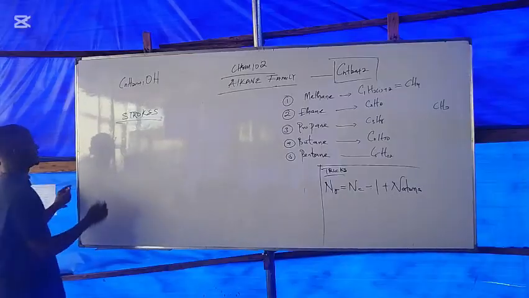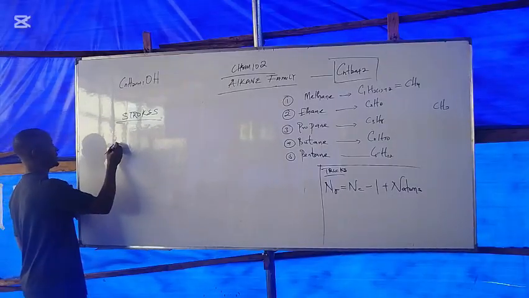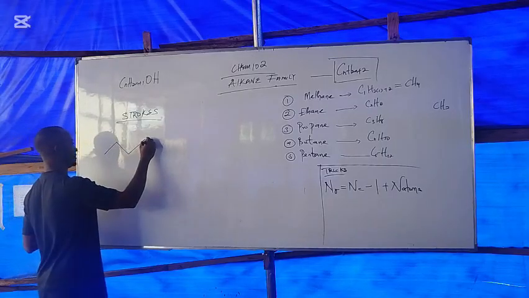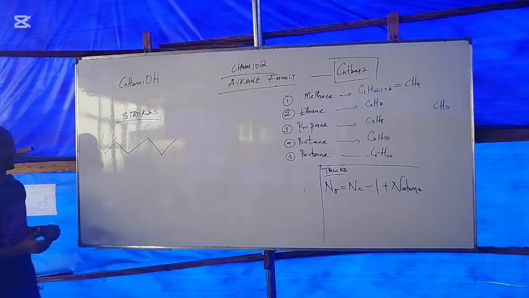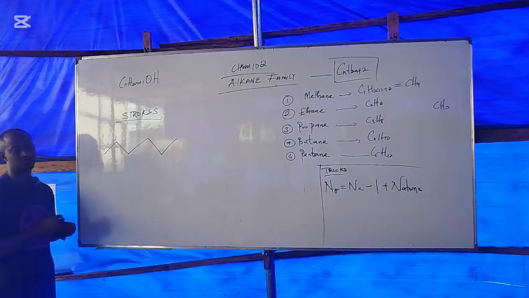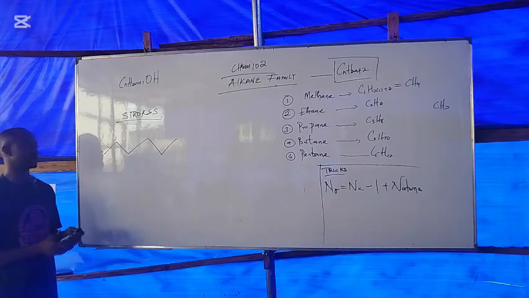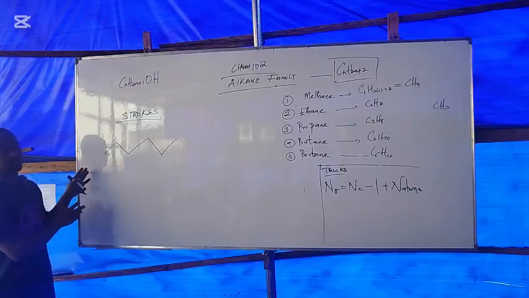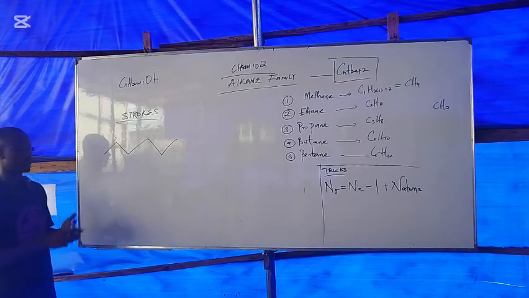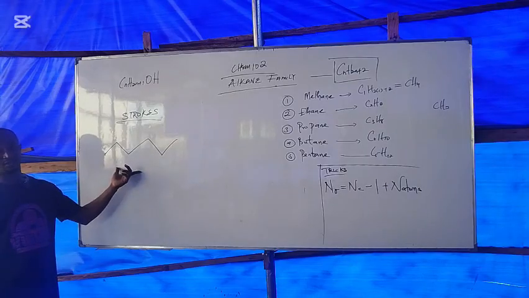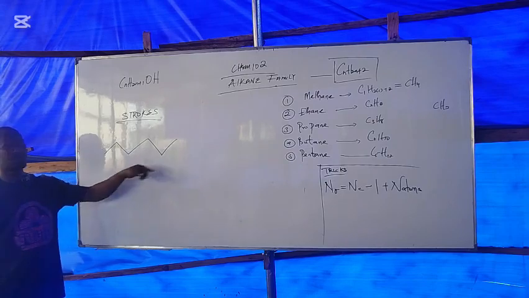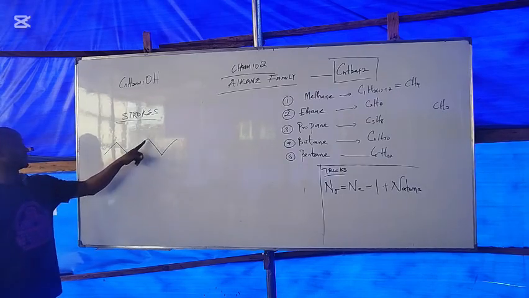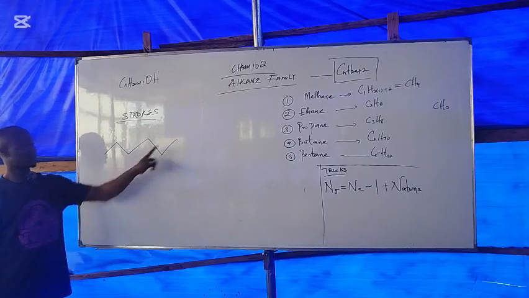Let's look at this. If I have this and we have to identify this compound, first we check what class of organic compound it belongs to. This is an alkane family. Do you know why? Each of these bonds is a single bond. Are you following? Each edge represents a carbon atom.